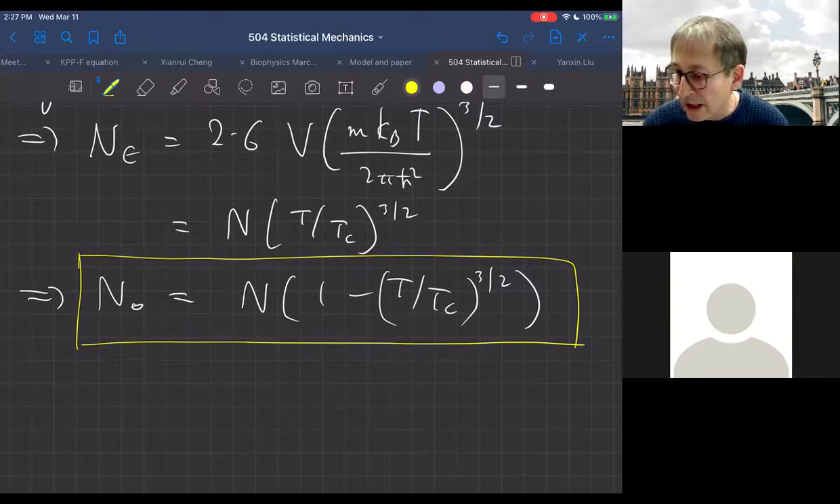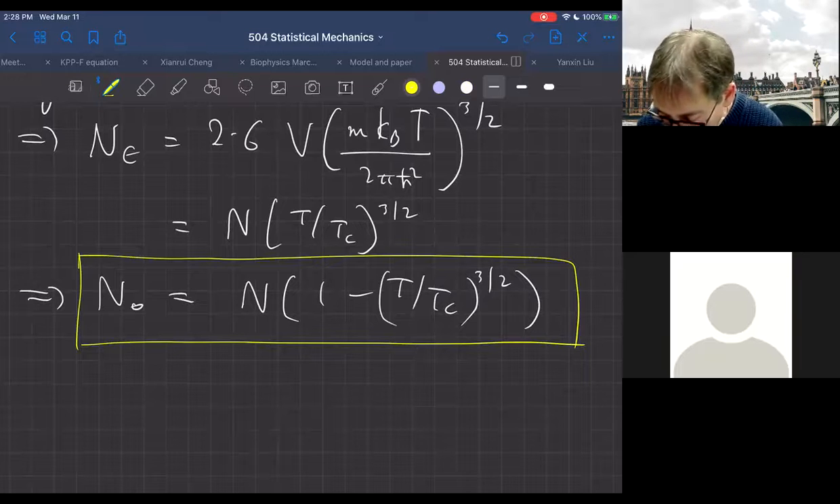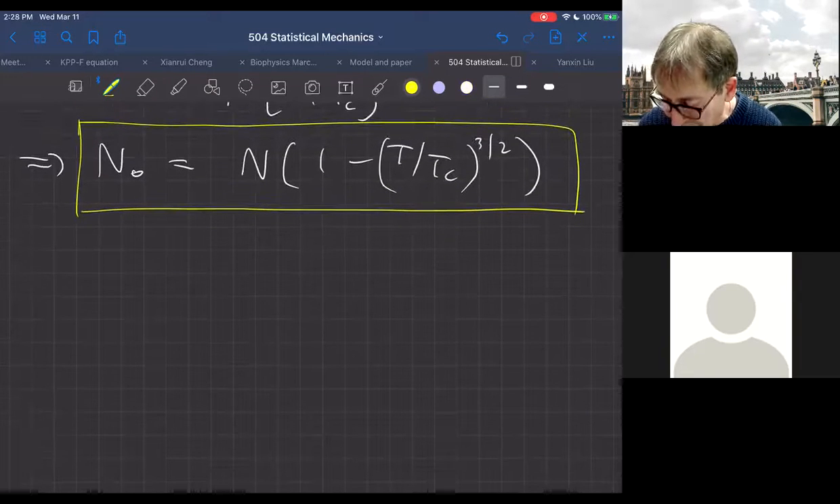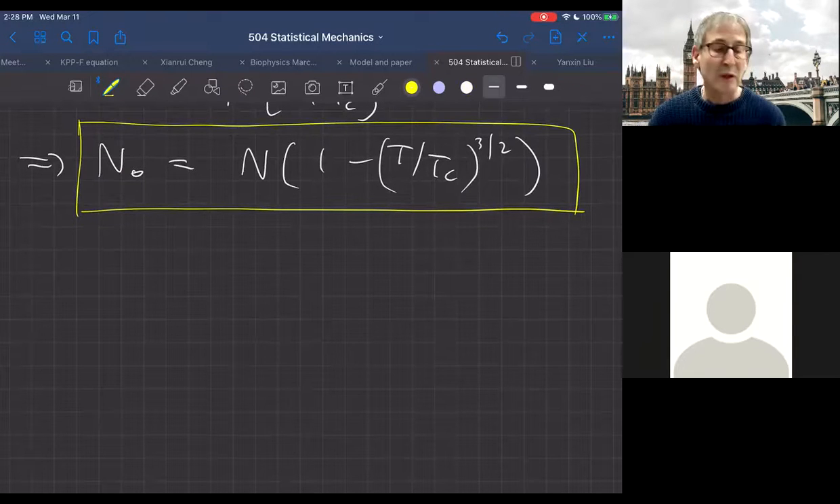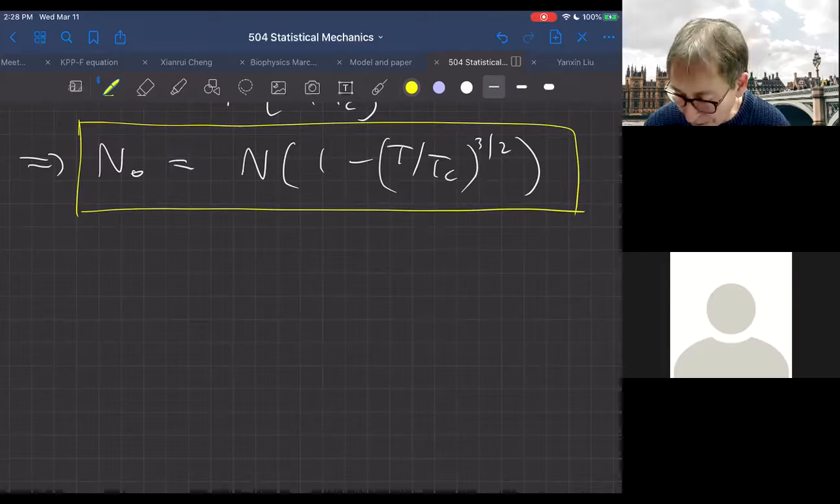And so what you can see then is as we go below Tc, the number of particles in the condensate grows from 0 in the way that this shows here. Kind of like what you might expect to have seen in a second order phase transition. Some of you may be thinking this is like the order parameter, like say a magnetization as you go below Tc. But this isn't actually a second order transition.